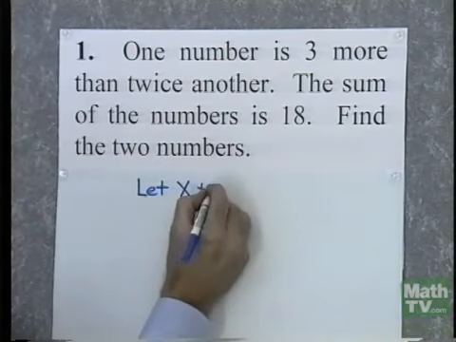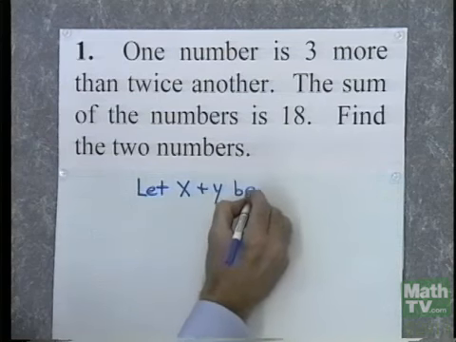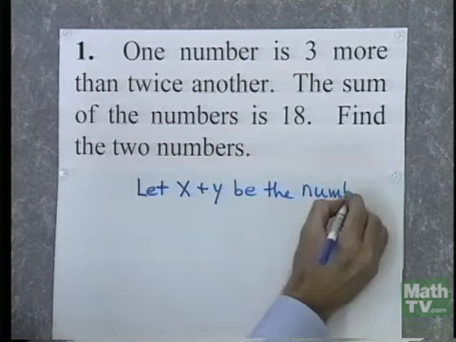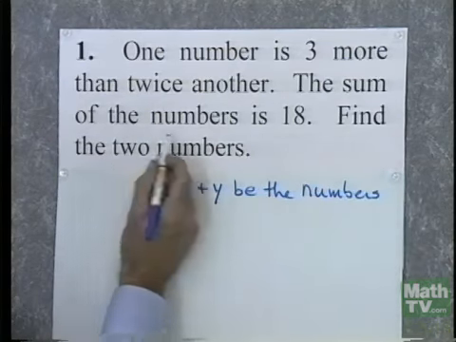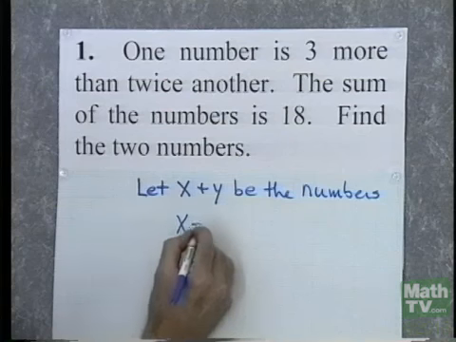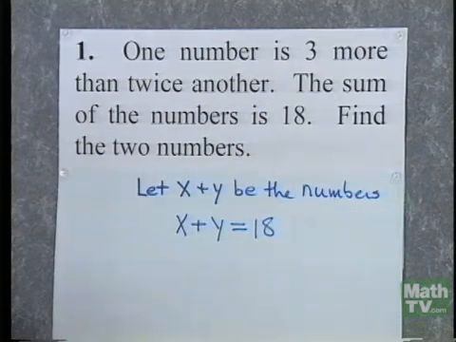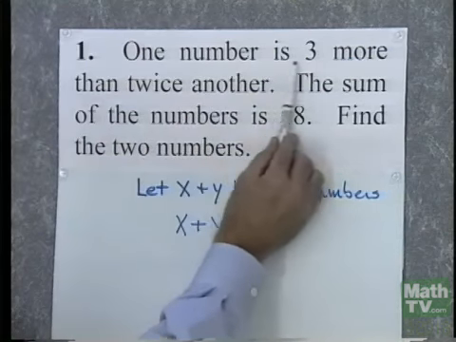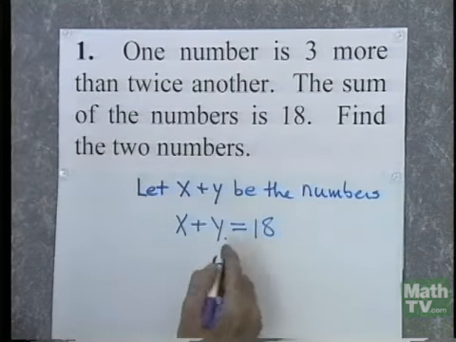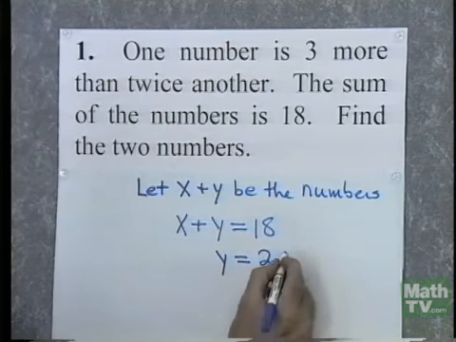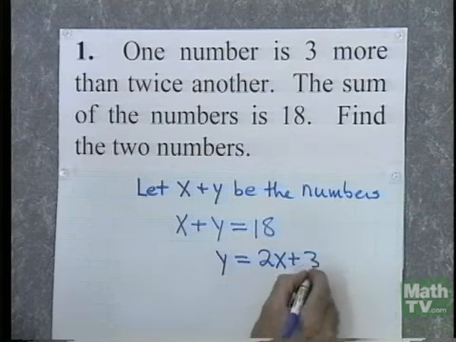x and y be the numbers. Well, first of all, their sum is 18, so x plus y is equal to 18. That's one equation in a system of equations that will together describe this situation. Now I look over here and I see that one number is 3 more than twice another. Well, I'll just let y be equal to 3 more than twice the first number. So here's twice x plus 3.